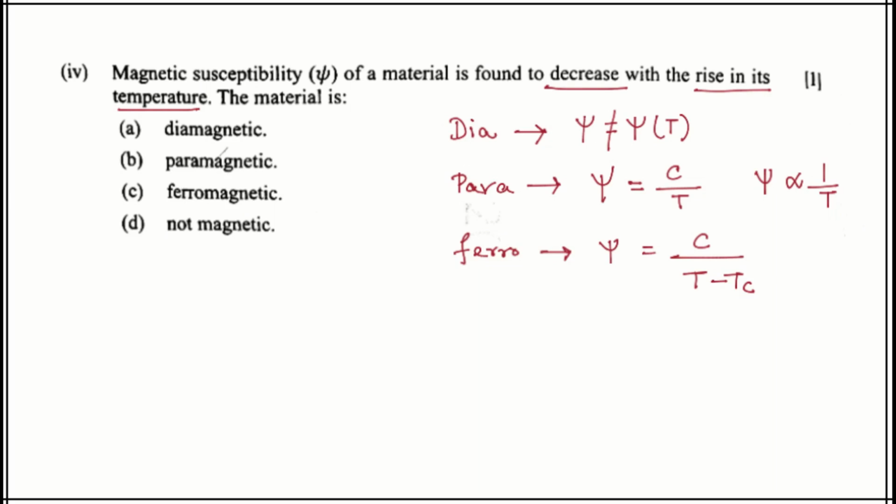So in this case, the most preferable answer will be option B, paramagnetic substance, as it has an inverse relationship directly visible. In ferromagnet, it can also be the answer, but there is a limitation of Curie's temperature. After that, it behaves like a paramagnetic substance where the inverse relationship is followed. So in this case, the most suitable answer will be paramagnetic. So option B is the correct answer.